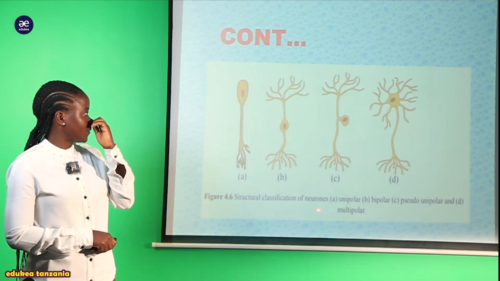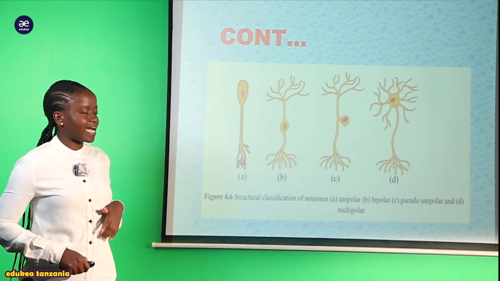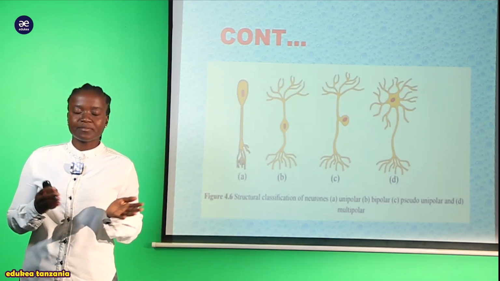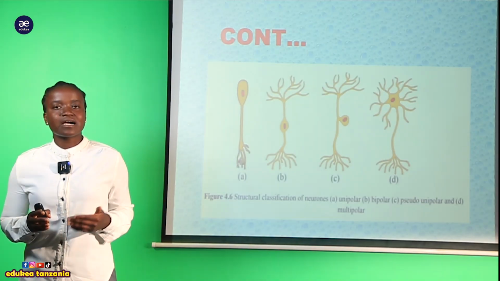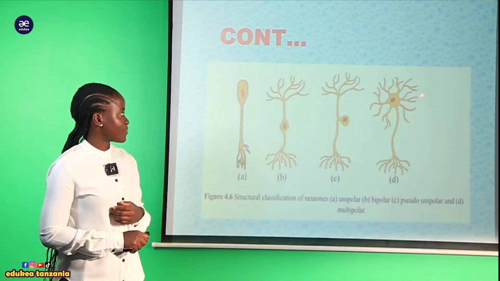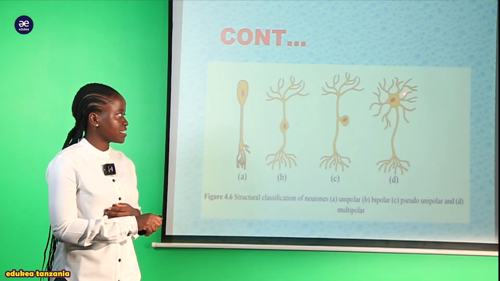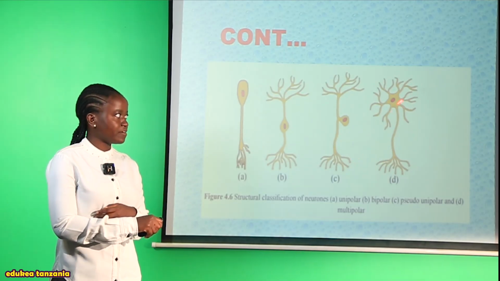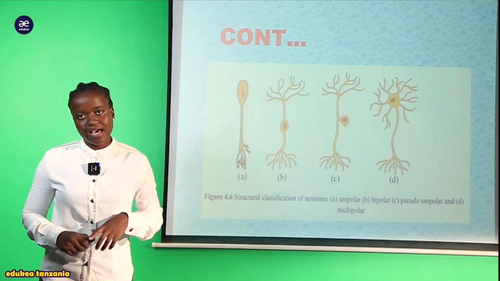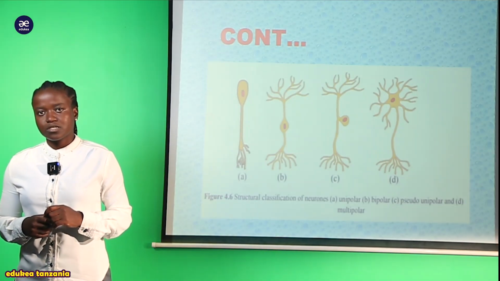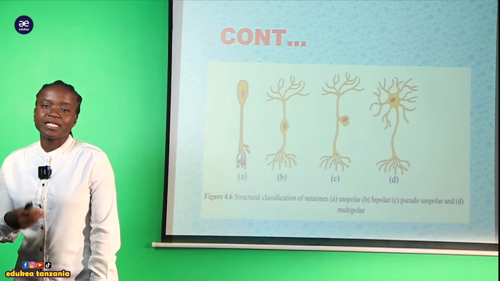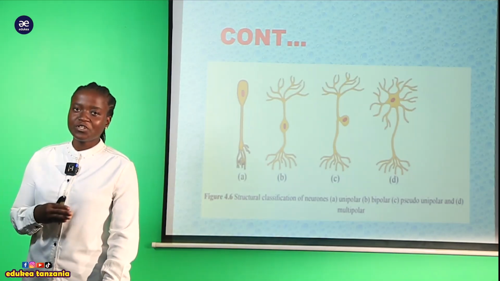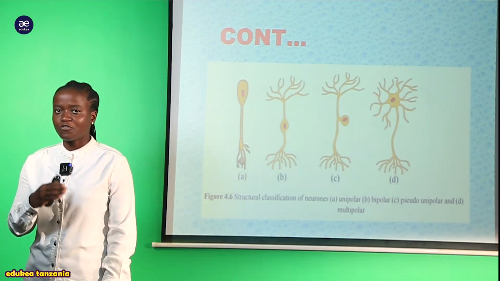Lastly, we have multipolar. As you can see here, this can be a motor neuron, or it can be an interneuron, where you now see the cell body. Within the cell body there are a lot of dendrites, but it has only one axon. So those are the types of neurons based on the number of dendrites.